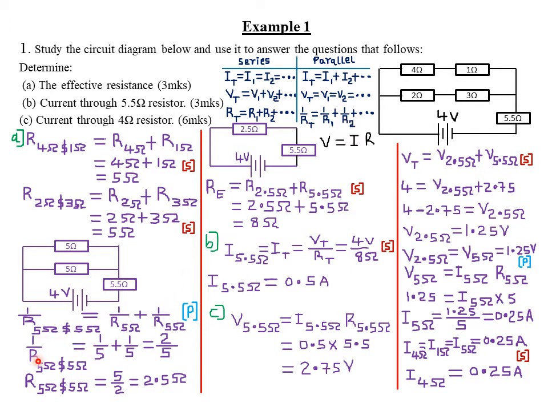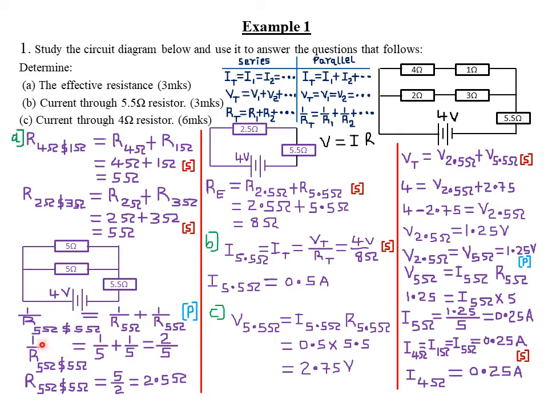Therefore, 1 over R through the 5 and 5 ohm resistors will be 1 over the resistance through the 5 ohm resistor, which is 5, plus the resistance through the other 5 ohm resistor, which is also 5. So 1 over R will be 1 over 5 plus 1 over 5, which gives us 2 over 5. To find the resistance through the 5 and 5 ohm resistors, we'll simply take reciprocals on both sides.